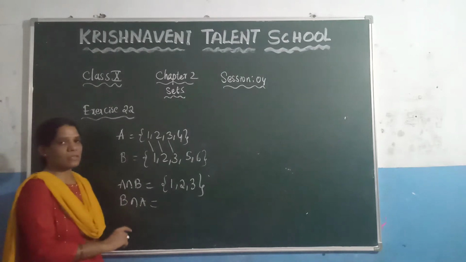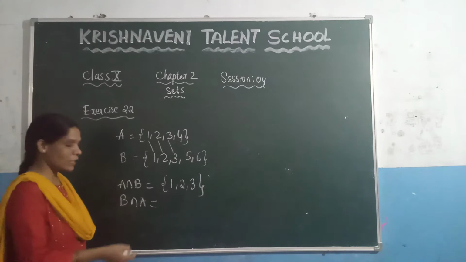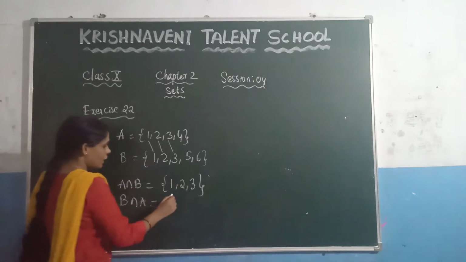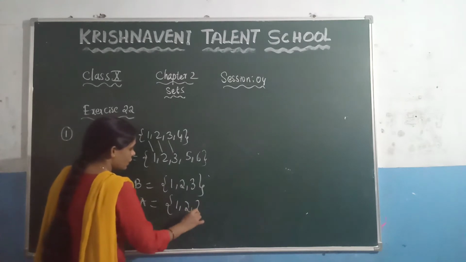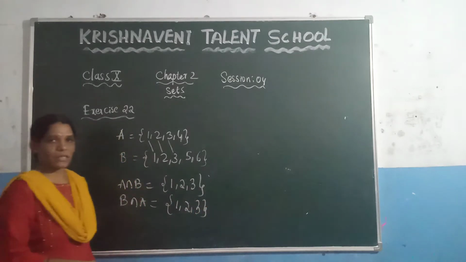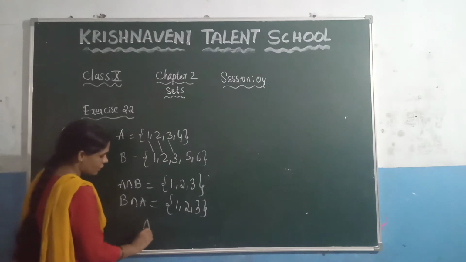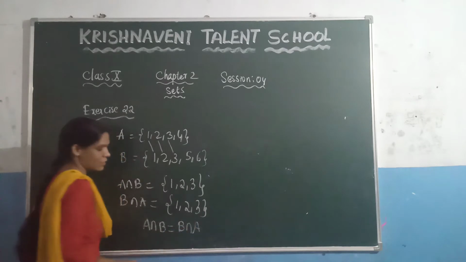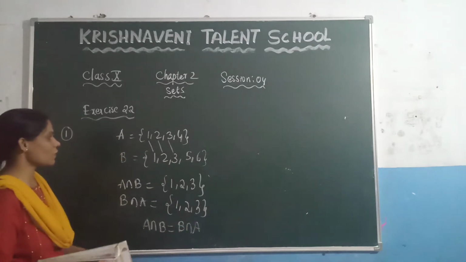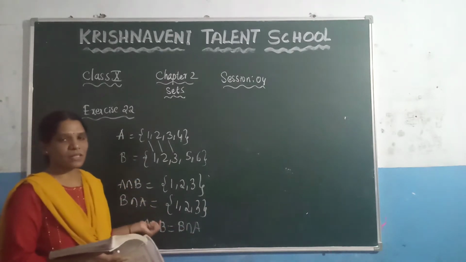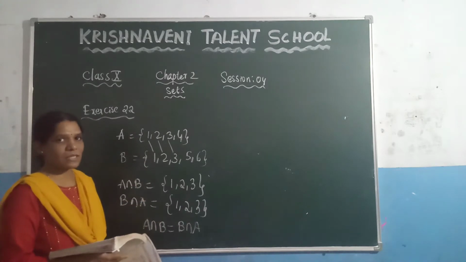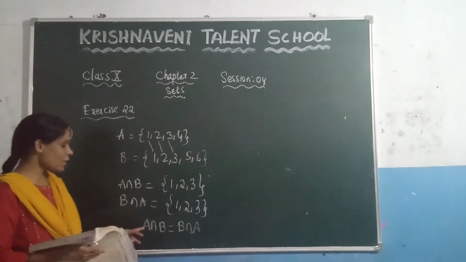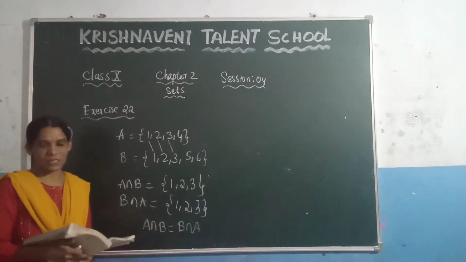Now you need to write the common elements that are present in B and A, which is nothing but {1, 2, 3} again. So from this, what we can comment is that A intersection B is always equal to B intersection A. What is the problem given here? They have given two sets and asked to find A intersection B and B intersection A, and based on the result we comment that A intersection B is equal to B intersection A.